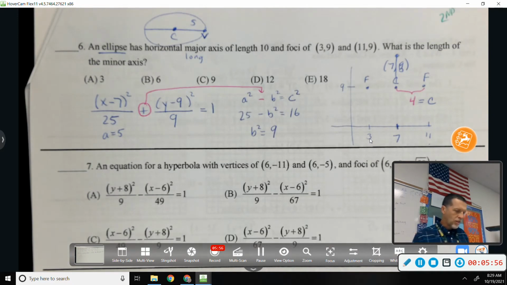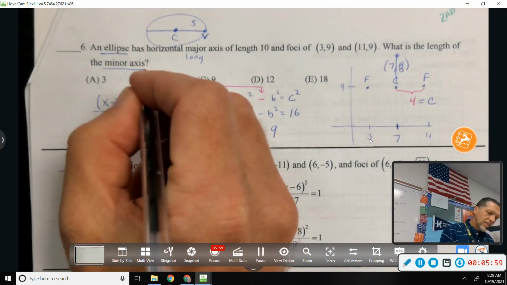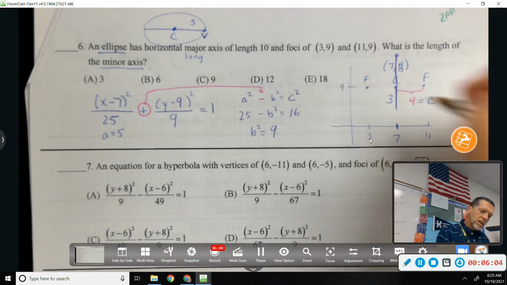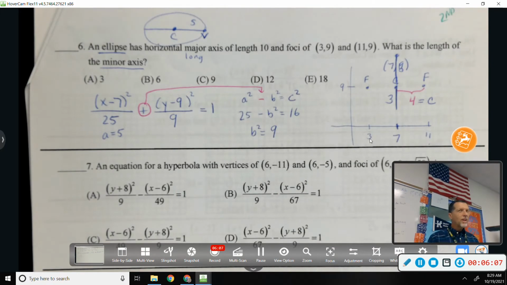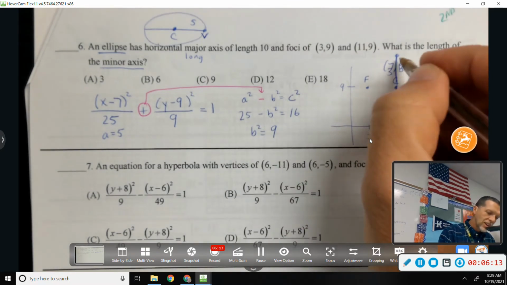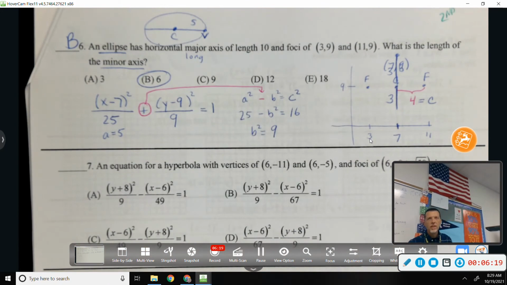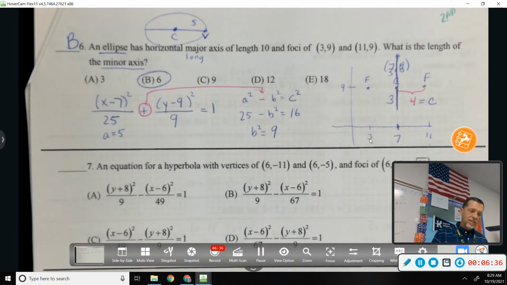Now let's answer the question. What is the length of the minor axis? So you're looking for not that. So the square root of 9 is 3. But how long is the minor axis? 6, because you go 3 on either side. That's a good question. There's a whole bunch of stuff in there. You had to find the center. You had to know about vertices, major and minor. And you had to know A squared minus B squared equals C squared. That kind of tested everything.